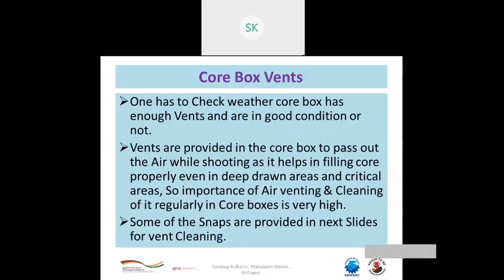Next important point is that one has to check whether the core box has enough vents and whether they are in good condition or not. This is an important factor: your core box must have a proper venting system and the vents must be in good condition. Vents are provided in the core box to pass out the air while shooting. It helps in filling the cores properly, particularly in thin areas or critical passages where shooting is difficult.